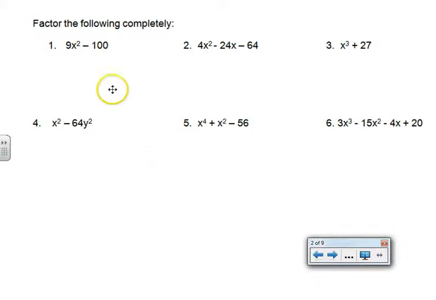And the first step is to look for common terms. And I noticed 9 and 100, there are no common terms here. So the next thing I have to look for is the fact that it's two terms. It's probably one of my special patterns. These are both perfect squares.